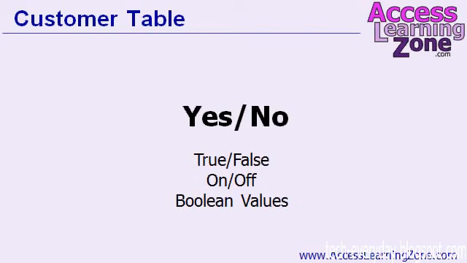A yes/no field stores either a true or false value. It may be called yes/no, true/false, on/off. These are called Boolean values.